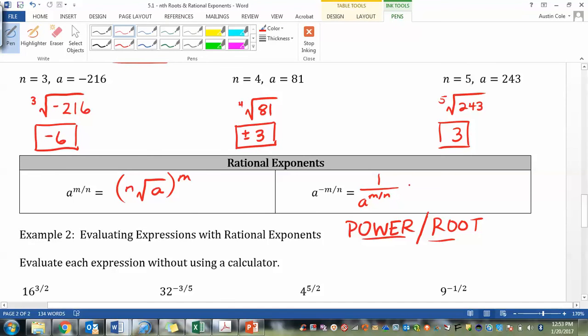And now I want to think about, this is my power and this is my root. So I'm going to do the nth root of a to the m power.